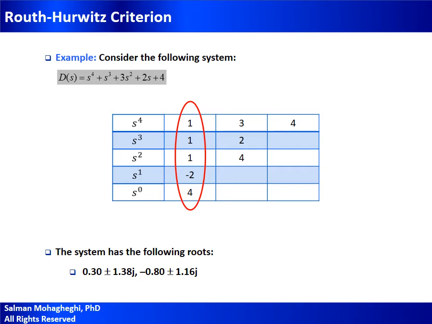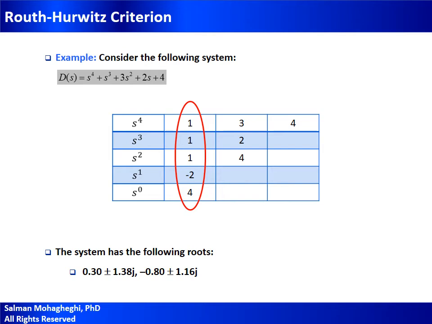The entries in the first column are 1, 1, 1, negative 2, and 4. All I need to do is to count the number of sign changes. I have 2 sign changes, one from positive 1 to negative 2, and one from negative 2 to positive 4. 2 sign changes indicates that this system has 2 poles with positive real parts.